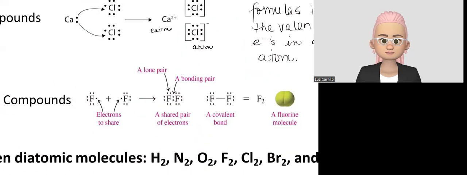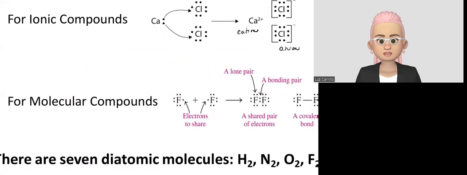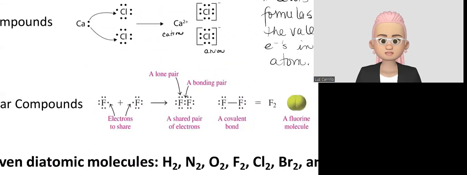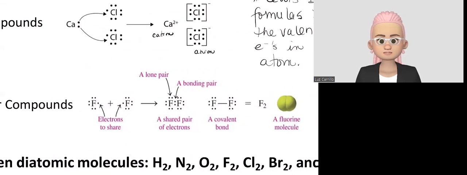Now, in the case of molecular or covalent compounds, remember that they are going to share electrons. Here we have the electron dot formula for the diatomic molecule fluorine. So fluorine is a gas, and as you can see, this is a fluorine molecule.